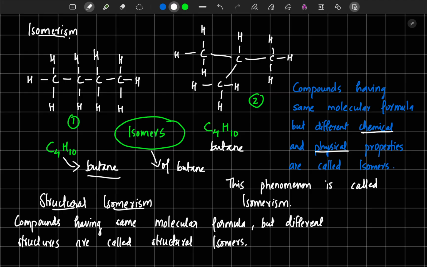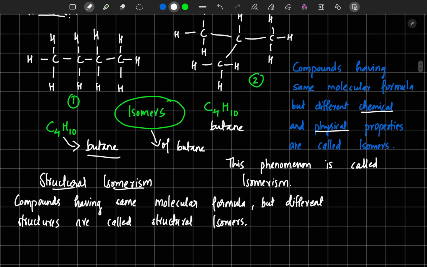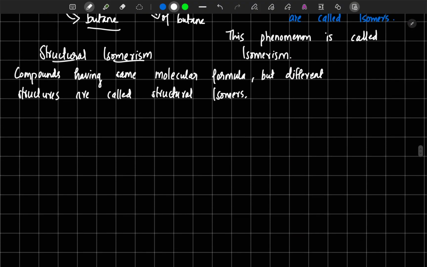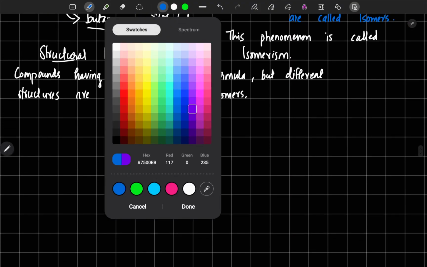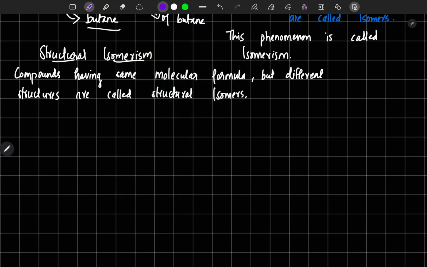We can give one more example and try to do it. We can take another example and draw its structural isomers. So here I am going to take the compound pentane, C5H12. I want to draw the isomers of C5H12. Only structural isomers we have to draw.